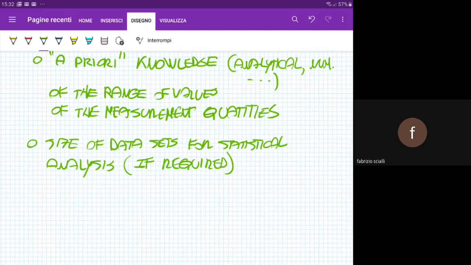Then, once you are down in the laboratory, what you have to do is a preliminary consistency analysis. Okay.